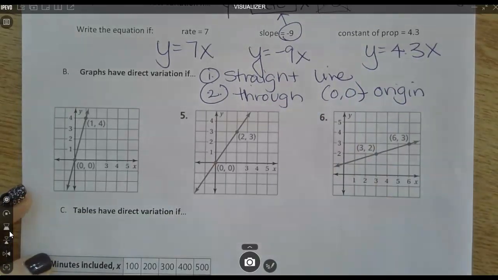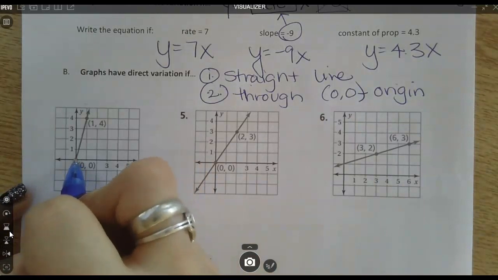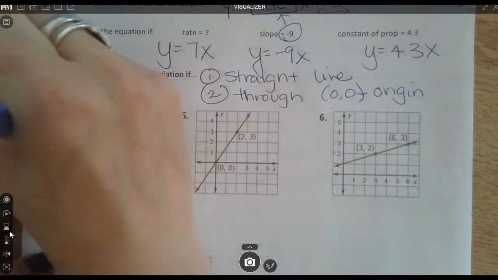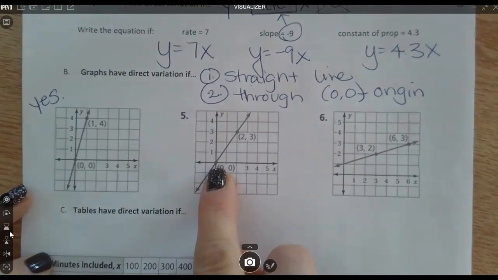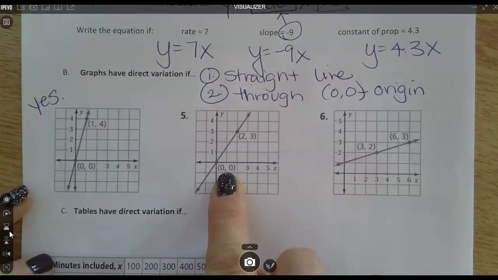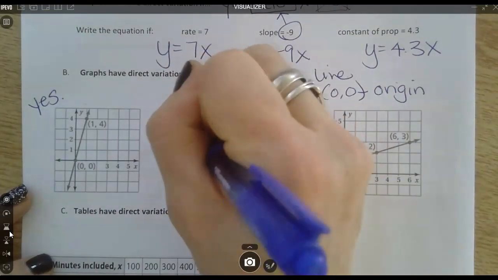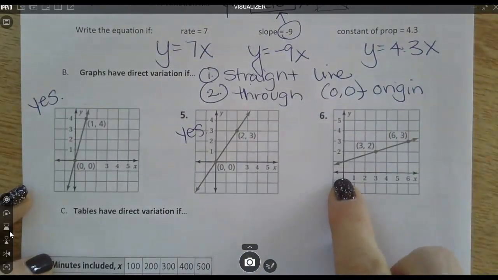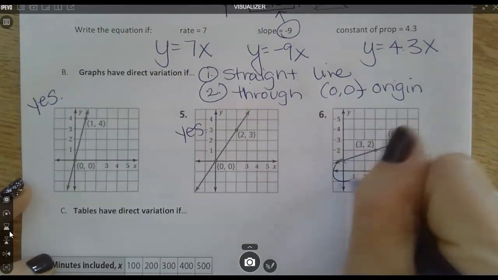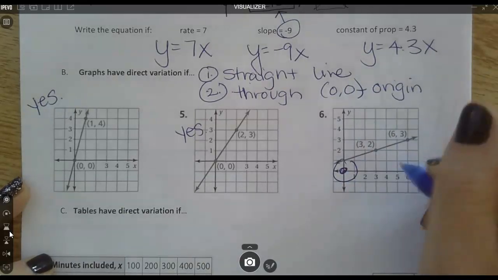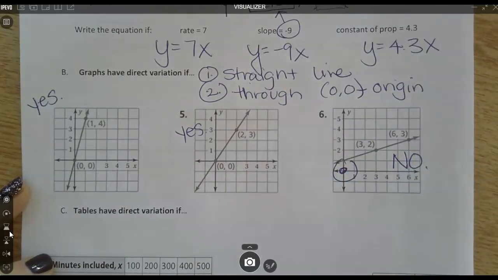So let's check each of these. Is this a straight line that goes through 0, 0? Yes. Then it has direct variation. Straight line that goes through the point 0, 0 through the origin? Yes. Then this has direct variation. Straight line through the point 0, 0? Nope. It doesn't go through 0, 0 right here, so it is not direct variation.